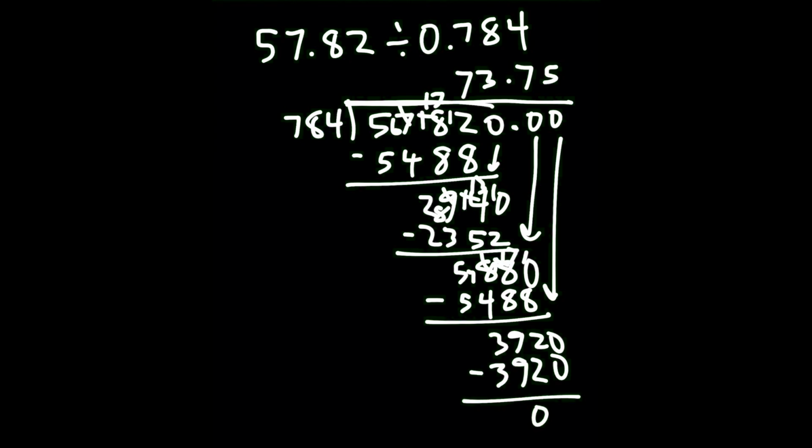You have a remainder of 0. And so, yes, your quotient is 73 and 75 hundredths.